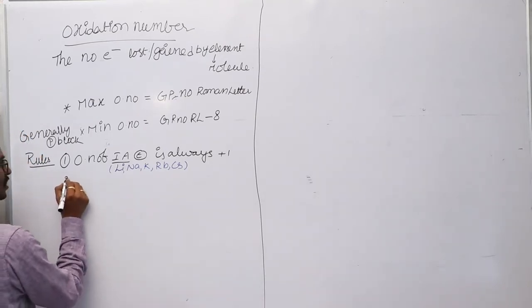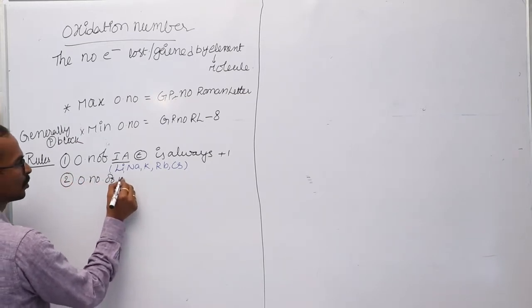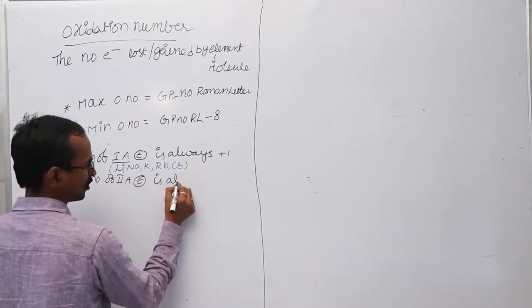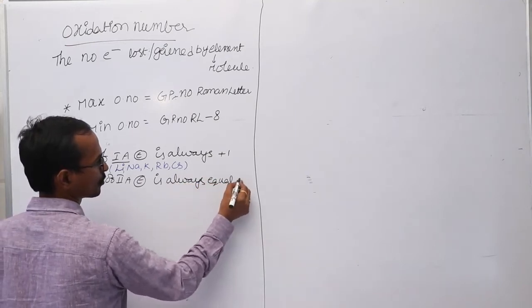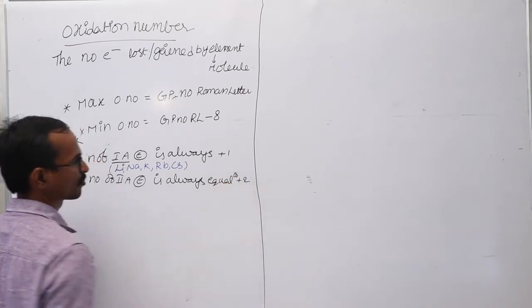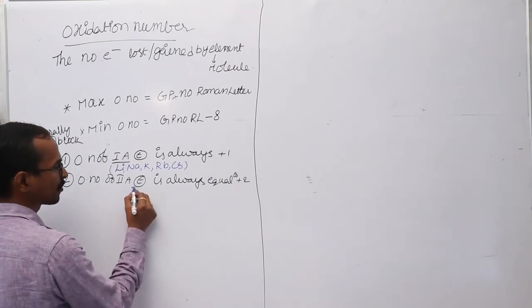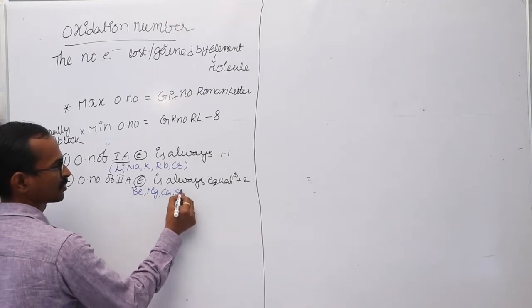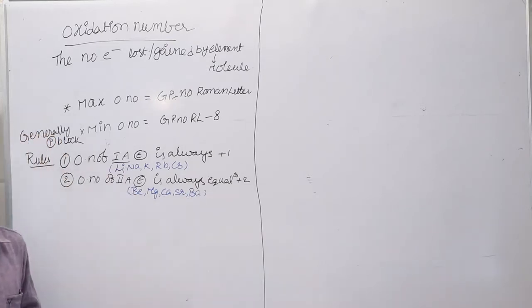Next, second point. The oxidation number of 2A group elements is always equal to +2. What are 2A group elements? Beryllium, magnesium, calcium, strontium, barium. For these elements, the oxidation number is always equal to +2.